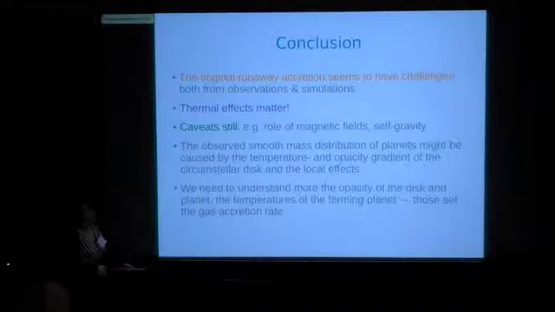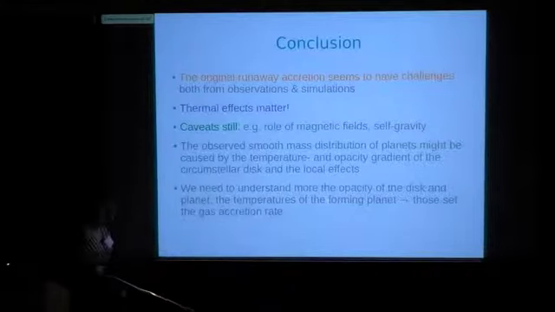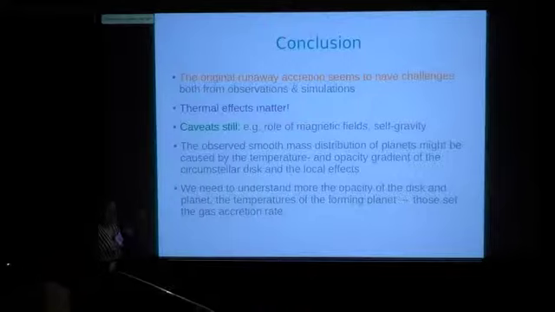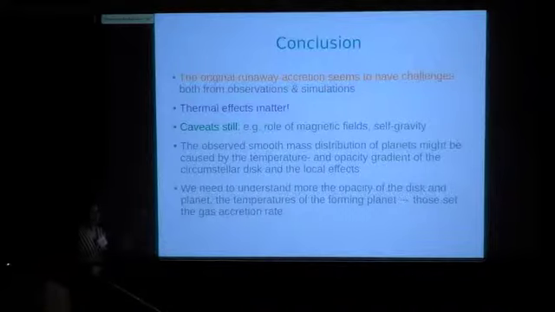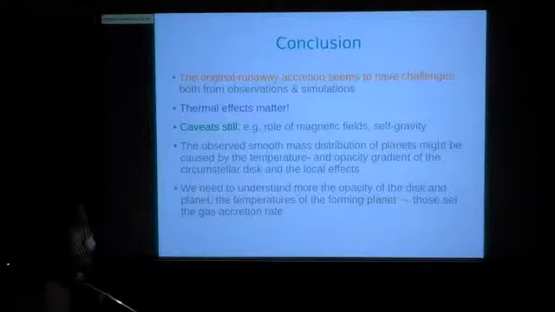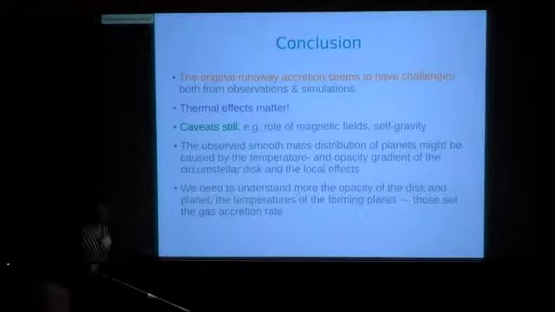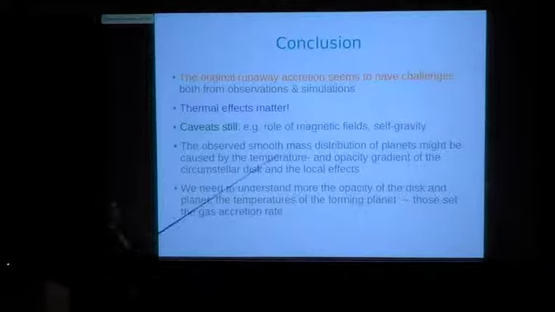So in conclusion, I think we can say that the original runaway accretion seems to have some challenges, both observationally and simulation-wise. We see that a disk is forming in this phase, and that thermal effects really dominate and matter very much for the accretion rate. However, I would like to point out that our simulations are still not the best. I personally would like to put in magnetic fields and self-gravity as well, but for that I need to wait for faster computers, because now my simulations are running for about 3 months on the world's fastest supercomputer, so it's still not possible to put in more physics.